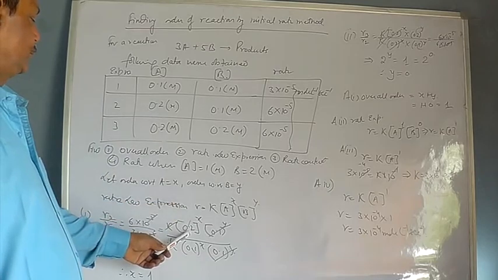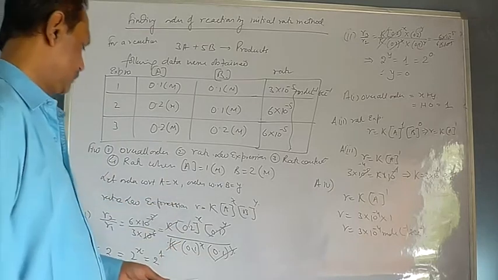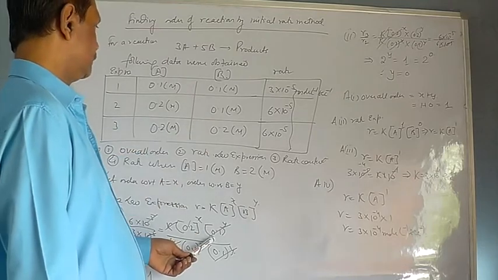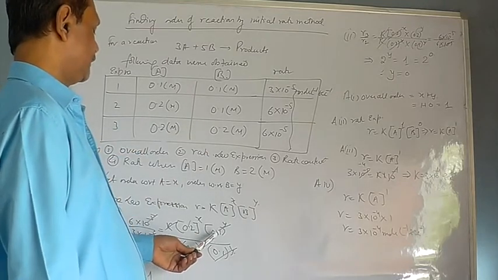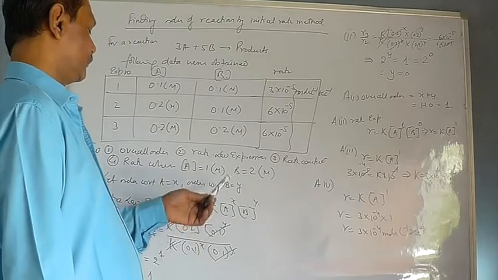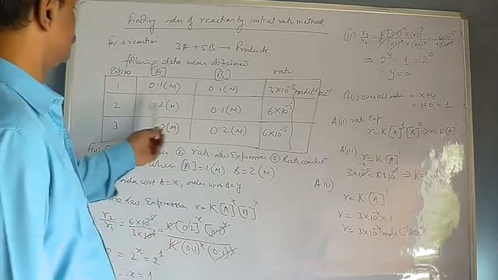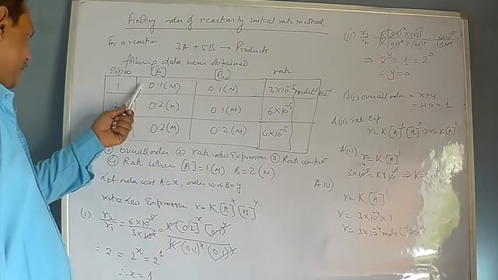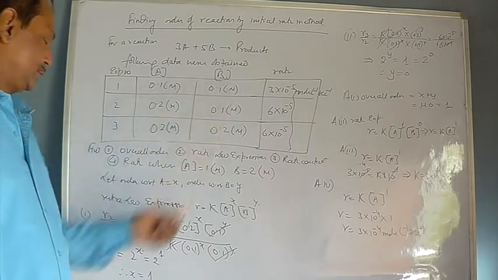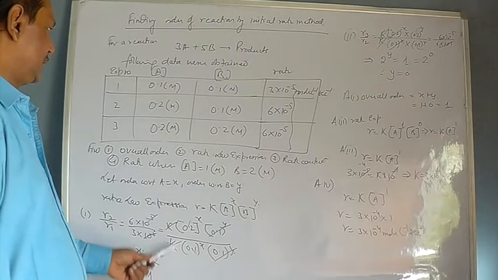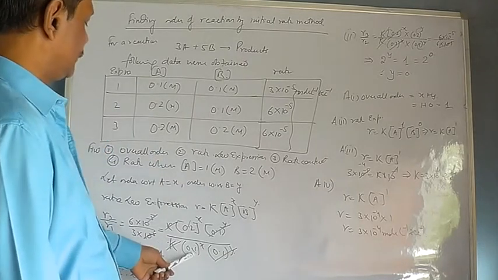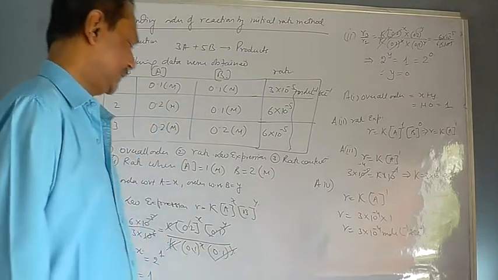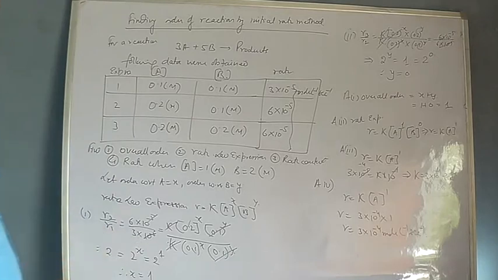So I put here 0.2 to the power X because order with respect to A is X, and Y was 0.1, B was 0.1. So I have written 0.1 to the power Y. This was for R2. Now divide by R1. So again I am going to put the value of R1 here. See, rate is 3 into 10 to the power minus 5. Some constant K. Concentration of A at that time was 0.1 to the power X, and concentration of B again 0.1 to the power Y. So we have got this expression.